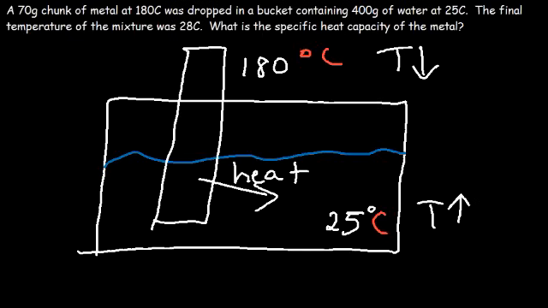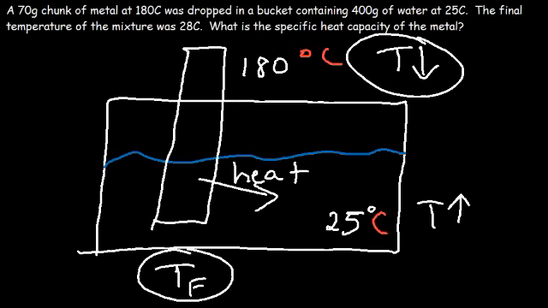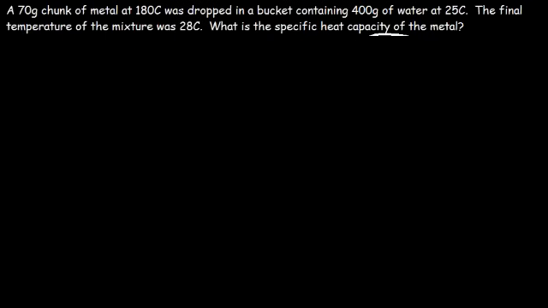At the end of this heat transfer process, the final temperature will be the same. The temperature of the metal will decrease to a value, and the temperature of the water will increase to a certain value until those two values meet. Then thermal equilibrium will be established, and that is the final temperature. And the mixture is going to remain at that temperature. In this case, that temperature is 28 degrees Celsius. Using this information, we can calculate the specific heat capacity of the metal.